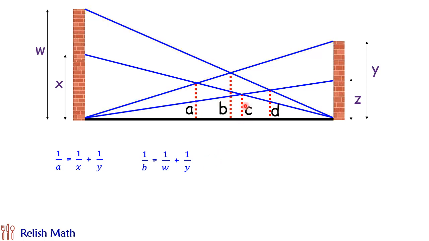Same way, if we take these two yellow ladders, one is this one and another is this ladder, these are crossing each other at height of c. So we can say that 1 upon c is nothing but 1 upon z plus 1 upon x. And same way we'll go for these two ladders which are crossing at this point. These yellow ladders are crossing each other at height of d. So by cross ladder theorem, 1 upon d is equal to 1 upon w plus 1 upon z.